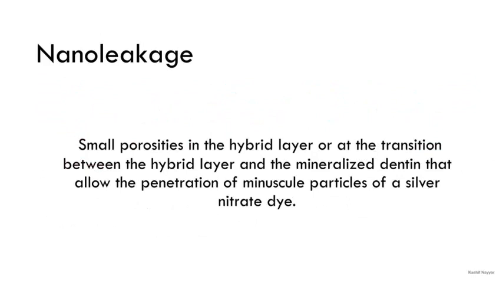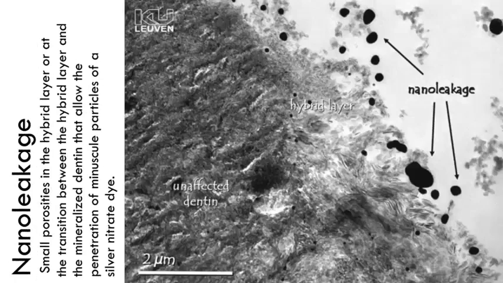What is nano leakage? There are certain small porosities in the hybrid layer at the transition between the hybrid layer and the mineralized dentine, which sometimes allow the penetration of quite small nanoparticles of silver nitrate dye. So if they can pass through, we can term it nano leakage. As you can see in this unaffected dentine, the hybrid layer, and the penetration of the dye through it, in this area you can appreciate the nano leakage.